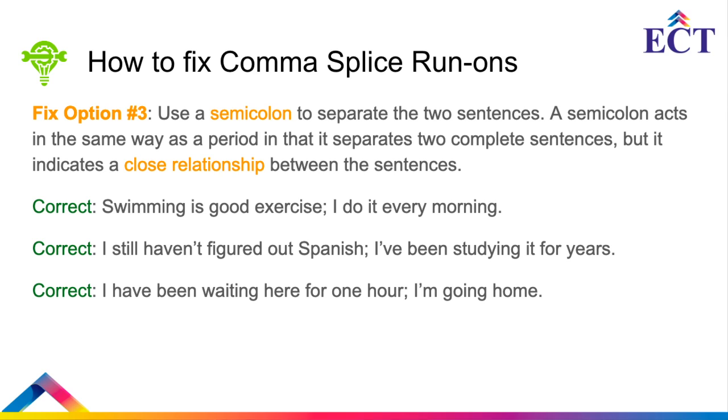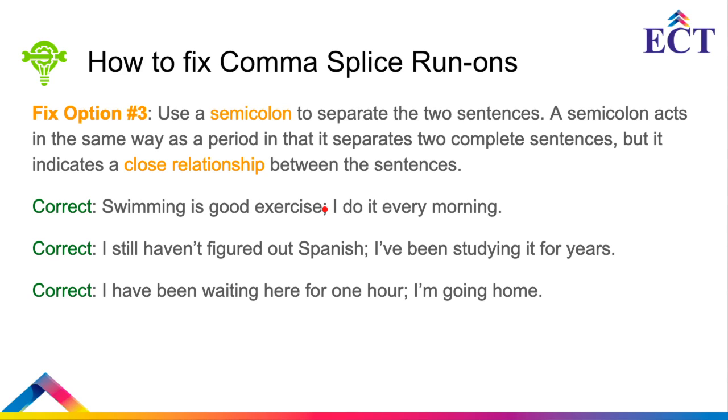The third one is to use a semicolon to separate the two sentences. A semicolon acts in the same way as a period in that it separates two complete sentences, but it indicates a close relationship between the two sentences. Ever wondered why we use a semicolon, by the way? A semicolon is used when you write two independent sentences, yet you want to say that they share a close relationship.